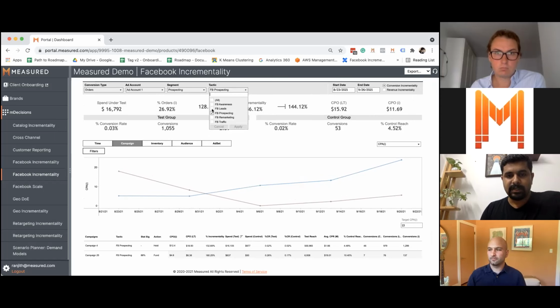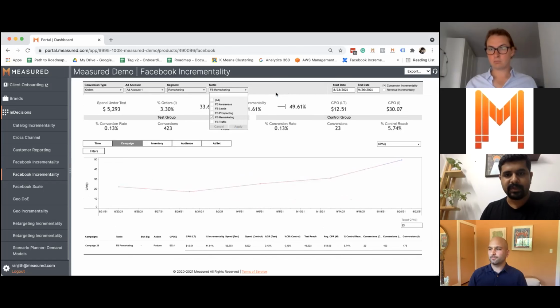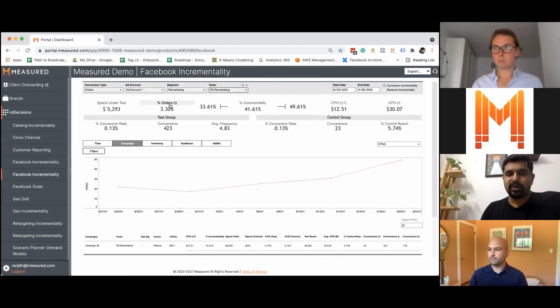So we talked about Facebook prospecting. Now let's look at a lower funnel tactic. Let's go for Facebook remarketing. There is decent contribution from Facebook remarketing. You can see 3.30% of the total transactions are coming from Facebook remarketing. Now look at the incrementality value. With Facebook prospecting it was 136%, but with Facebook remarketing it is on the lower side, 41.61%.